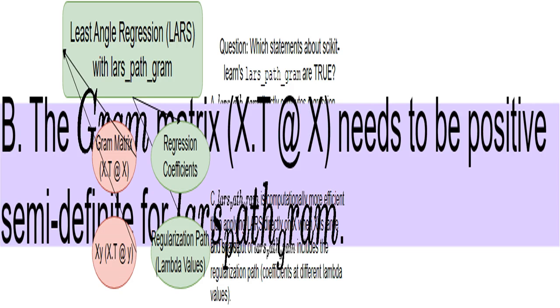The gram matrix, which is X transpose multiplied by X, XᵀX, needs to be positive semi-definite for lars_path_gram to work correctly. This means that all its eigenvalues must be non-negative. This condition is vital for numerical stability and to avoid errors during the algorithm's calculations.